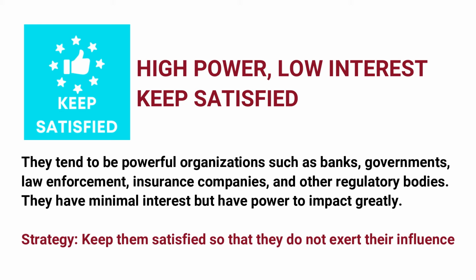Number 3. High power, low interest group. They tend to be powerful organizations such as banks, governments, law enforcement, insurance companies, and other regulatory bodies. They have minimal interest in your company but have the power to impact it greatly. The strategy for them would be to keep them satisfied so they do not exert their influence.